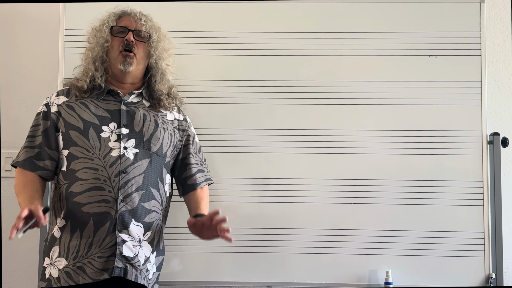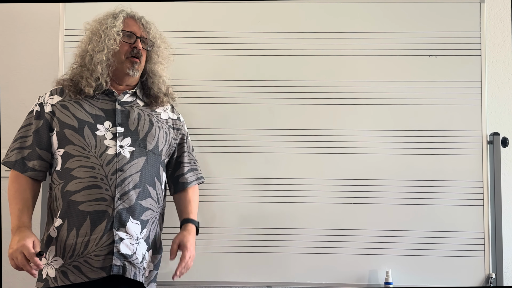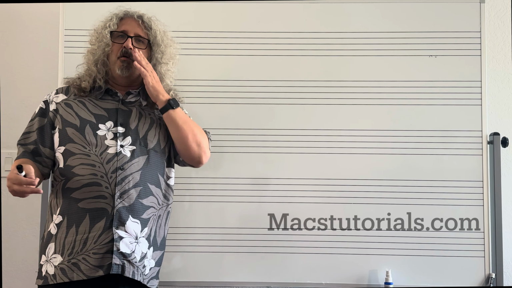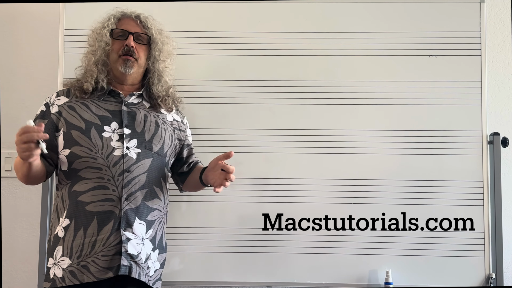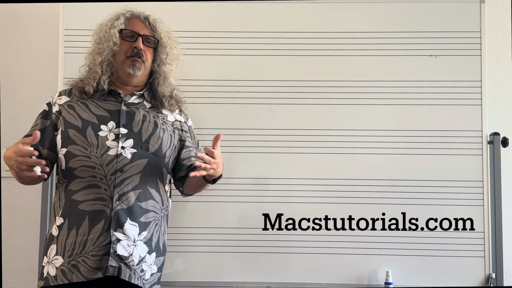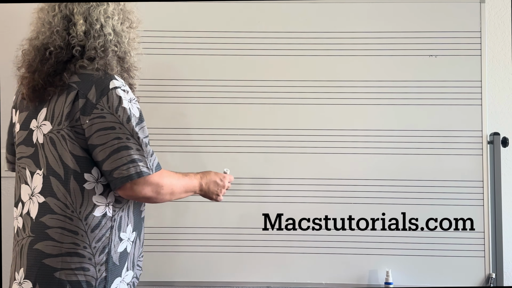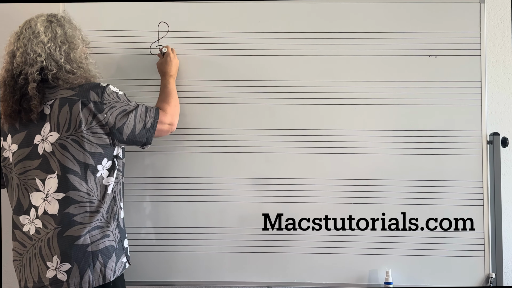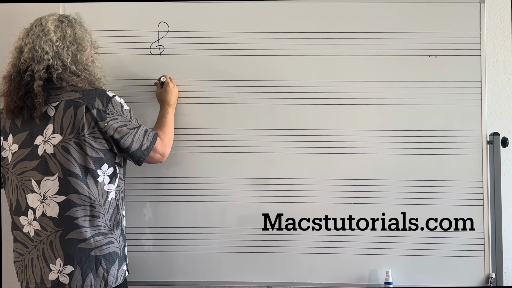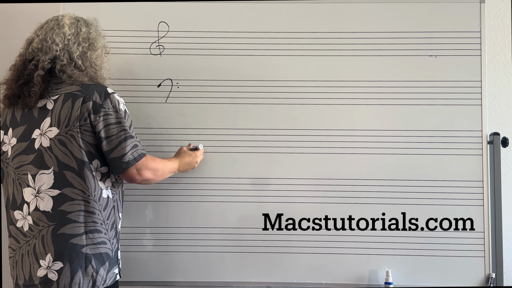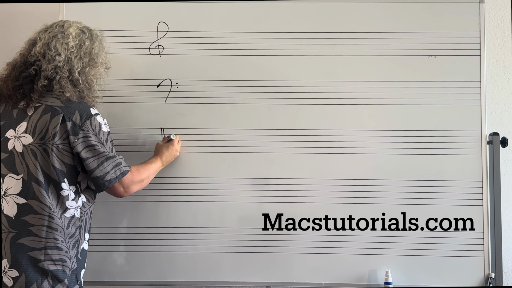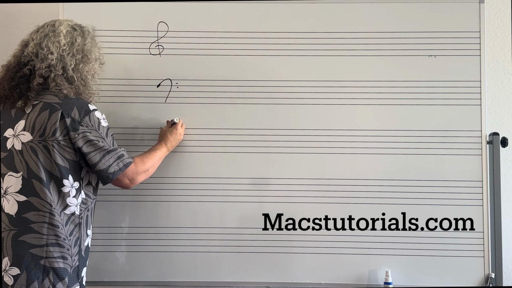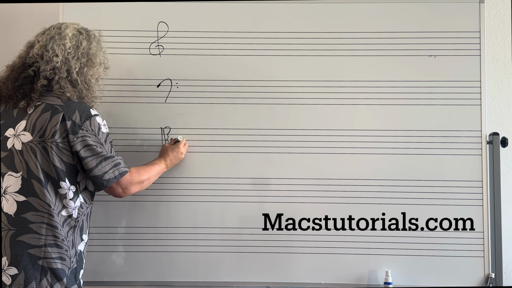This lesson is all about clefs. There are 3 different types of clefs that we use. We're going to call them right now the G clef, the F clef, and the C clef. The G clef looks like this. The F clef looks like this. And the C clef, I'm not the greatest drawer in the world, so I apologize, looks something like this.